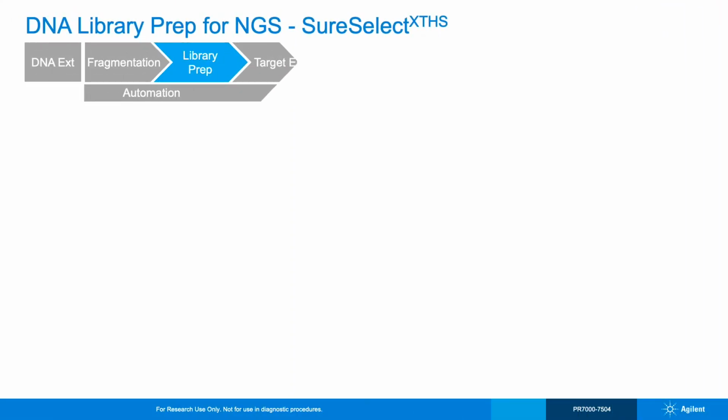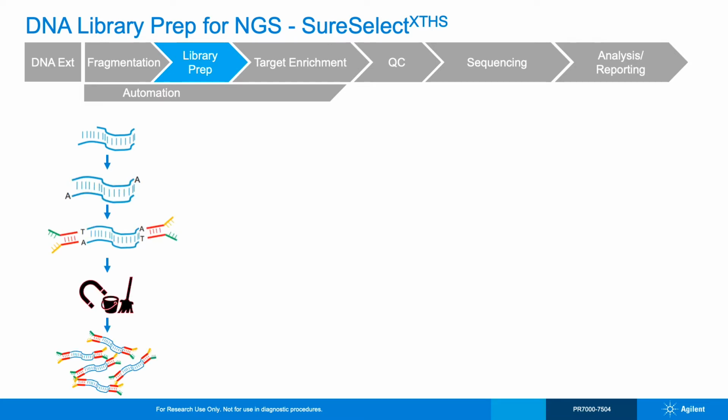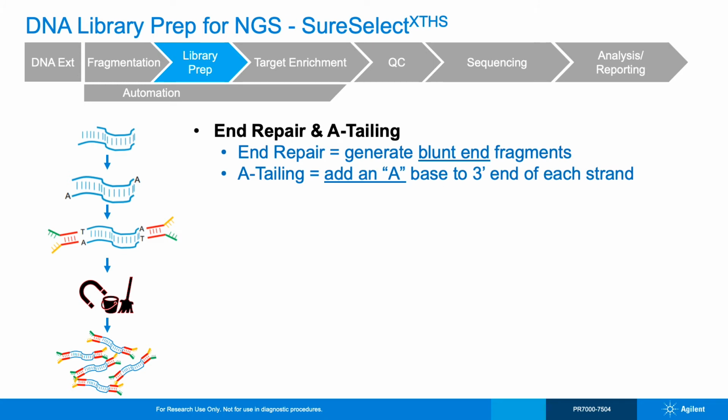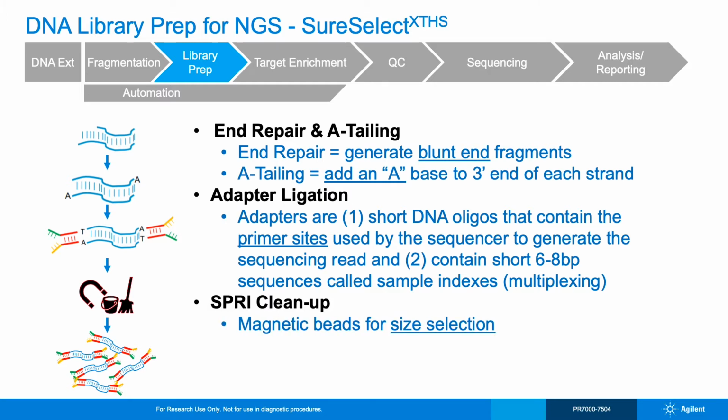Let's look into the steps of the Agilent SureSelect XTHS workflow. After the sample has been fragmented to 150 to 200 base pairs, each fragment undergoes end repair and A-tailing, in which the fragments become blunt-ended and an adenosine base is added to the 3' end of each strand. Adapters, which are short DNA oligos containing the primer site for the sequencer, and sample indexes are ligated onto the fragments. A magnetic bead wash is performed for size selection. Finally, the pre-capture library is amplified by PCR.